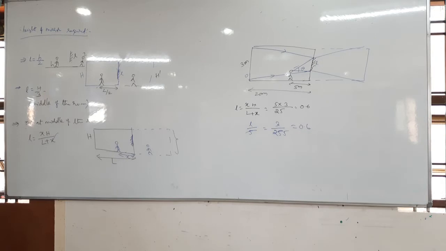A person's eye is at a height of 1.5 meters. He stands in front of a 0.3 meters length plane mirror.